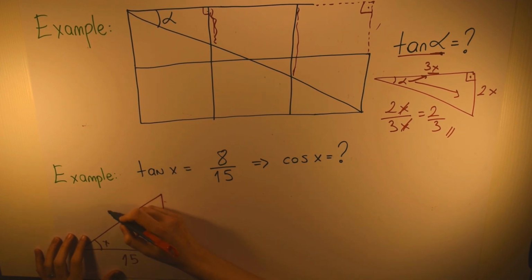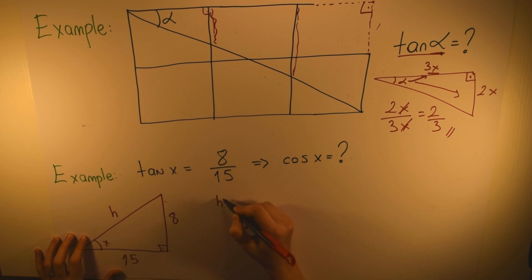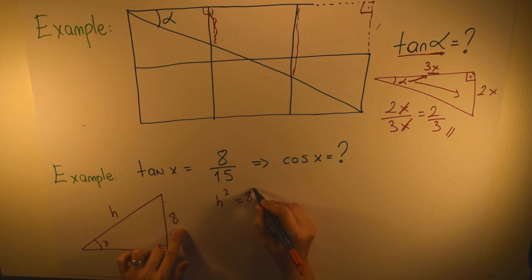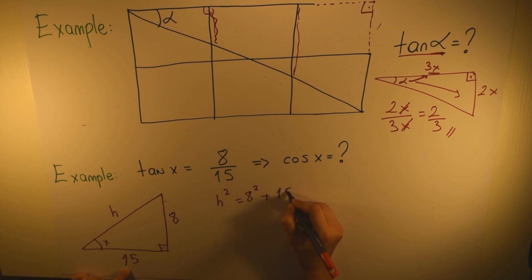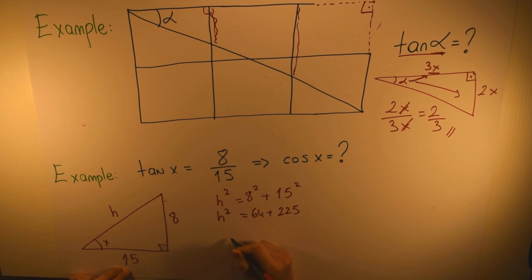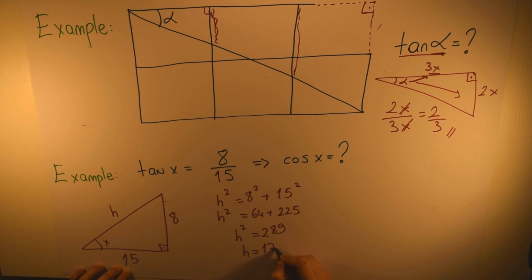But also we can find it, let's say here our h square is equal to 8 square plus 15 square, right? So 8 square is equal to 64 plus 15 square, it's 225. This is our hypotenuse square, and from here h square is equal to 289 and h is equal to 17. As you can see, we found our hypotenuse, which is equal to 17. Now everything is much easier.